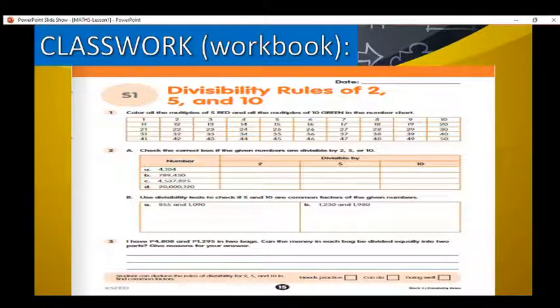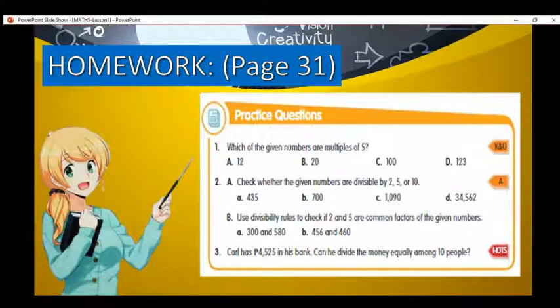Now that you know the divisibility rules of 2, 5, and 10, I want you to answer your workbook. Seat work number 1, divisibility rules of 2, 5, and 10, on page 15. Again, get your workbook and answer seat work number 1 on page 15. And do not forget your assignment in your content book, page 31. So that would be all for today. God bless.